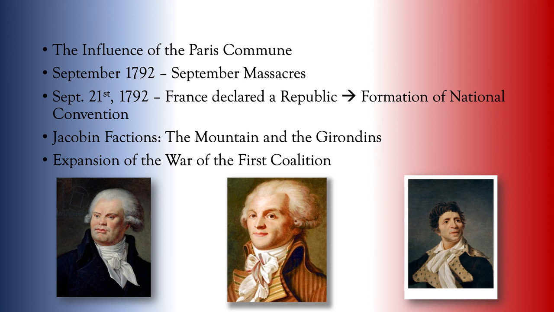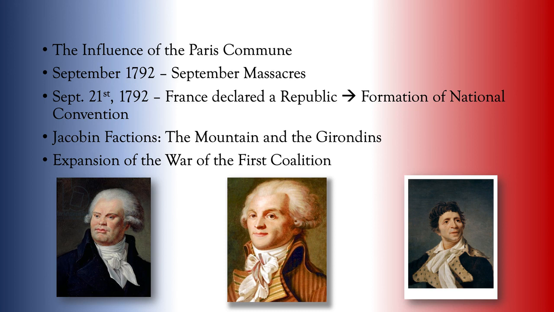So at the urging of these radicals, the Legislative Assembly ultimately suspended the Constitution of 1791, right? So they're going to table their first Constitution and decide they need to develop a new, better Constitution, because clearly France is not satisfied with the first Constitution of 1791. So the Legislative Assembly then ordered new elections for a new government based on universal male suffrage.